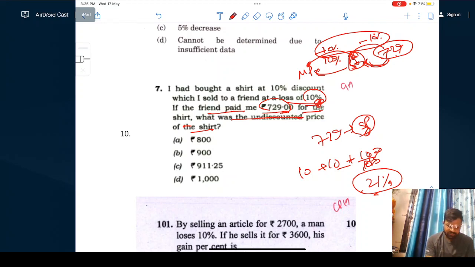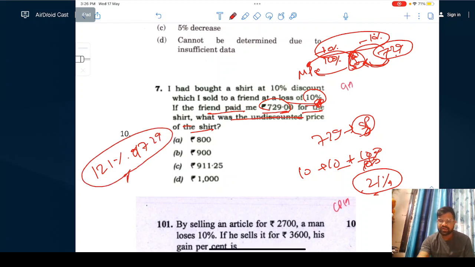So you have to find 121% of 729. This will be the net loss, and this will give you the answer directly.